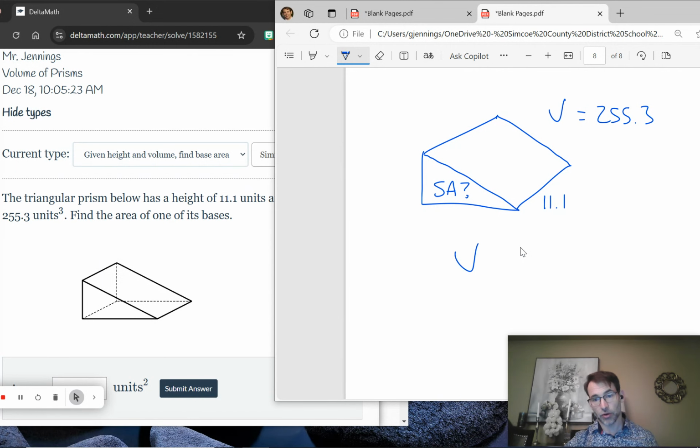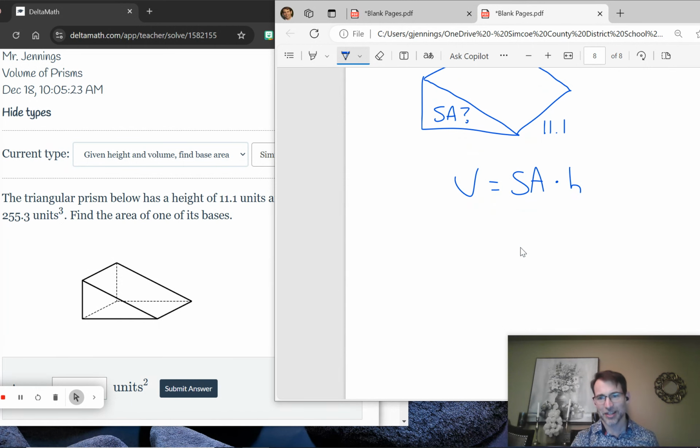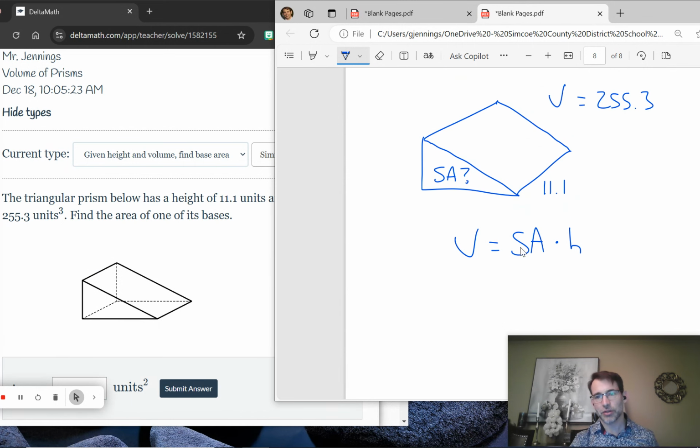So I copy out my formula. Volume is equal to the surface area of the base multiplied by the depth or height, whatever, they're saying height, so I should have said height. Depth, height, same. If I stand it up, it's height. If it was depth, who cares? Okay, so now substitute into your formula. Volume is equal to 255.3. Surface area is, I don't know that yet, but I sure would like to, and height is 11.1.